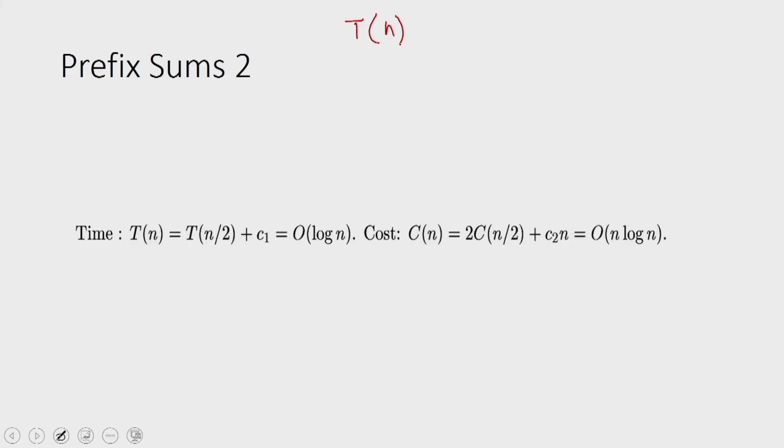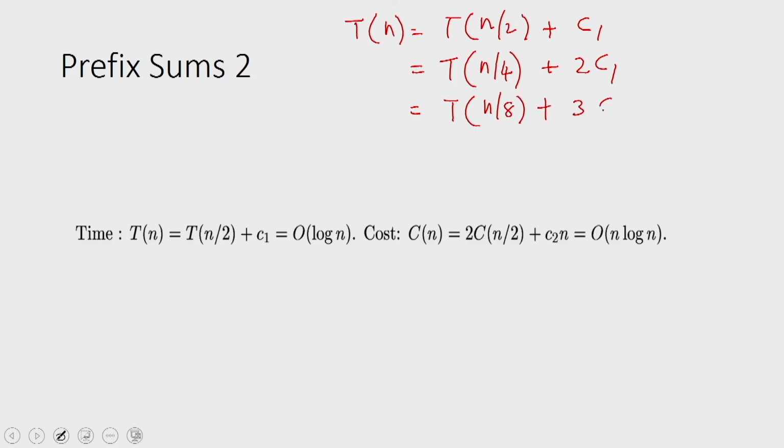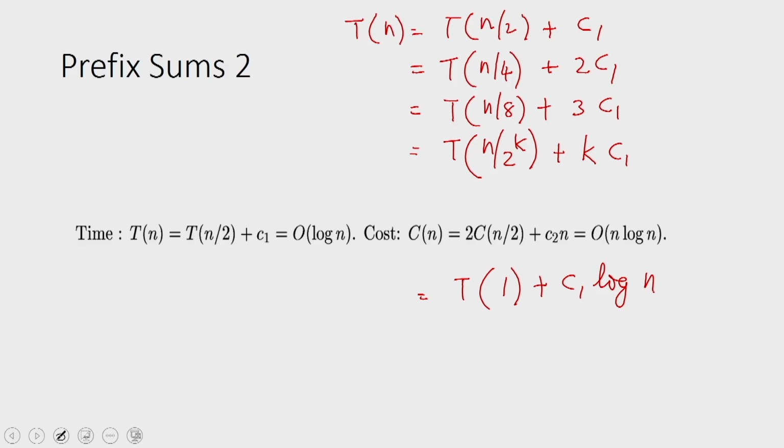That is because T(n) is T(n/2) plus C1. If you unroll this recurrence, we find that this is T(n/4) plus 2C1. If we unroll once again, we have T(n/8) plus 3C1. So, in general, if you unroll k times, we have T(n/2^k) plus kC1. If you put k equal to log n in particular, this becomes T(1) plus C1 log n. But when there is only one element, the array is returned as it is without doing anything. So, the algorithm would take order 1 time. Therefore, this is order of log n. That is why the time complexity is order of log n.